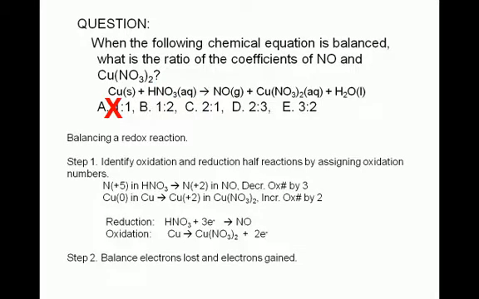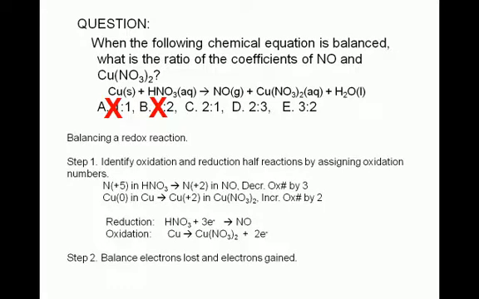How about choice B, which says that the product ratio is 1:2? 1 nitric oxide is formed means 3 electrons gained. 2 copper nitrates formed means 4 electrons lost. It's 2 electrons for every copper nitrate, so 2 times 2, or 4 electrons, are lost for 2 copper nitrates. 3 electrons gained and 4 electrons lost. Again, electrons lost is not equal to electrons gained. Choice B is wrong.